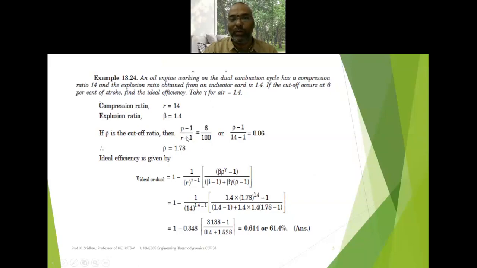So (rho minus 1) by (gamma minus 1) is the formula for the percentage of the cutoff ratio. From this particular one we are able to find the rho value as 1.78. And in the previous class we derived the equation for the air standard efficiency of the dual cycle. So you just substitute the given values, and we are able to find the dual cycle efficiency as 61.4%.